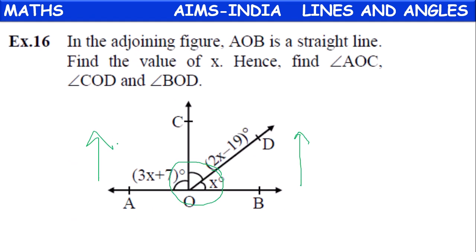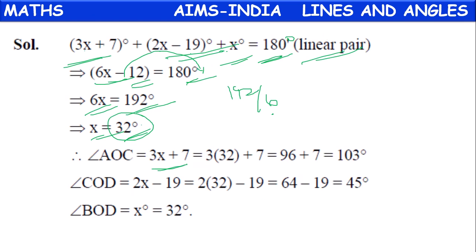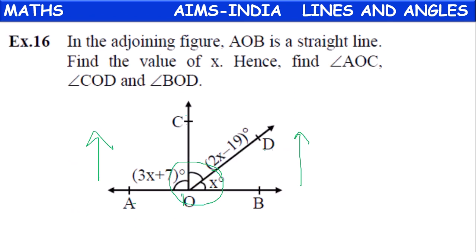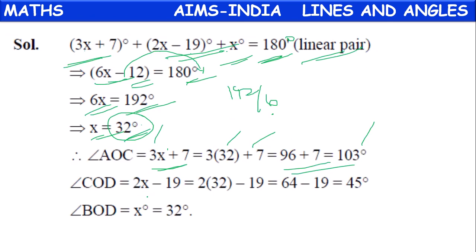Now, one by one. So AOC, how much? 3x plus 7, 3 into x value 32 plus 7, 96 plus 7, 103. So COD, 2x minus 19 given, 2 into 32 minus 19, 64 minus 19, 45. BOD equal to x value, which is 32. So like that we can find the angles.